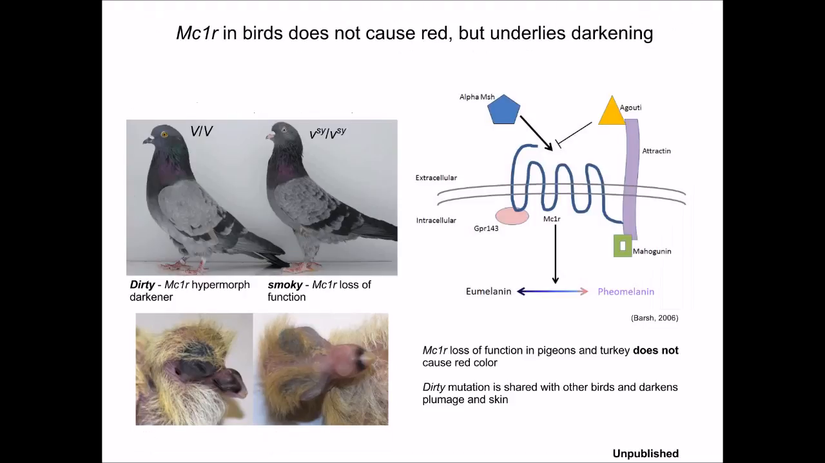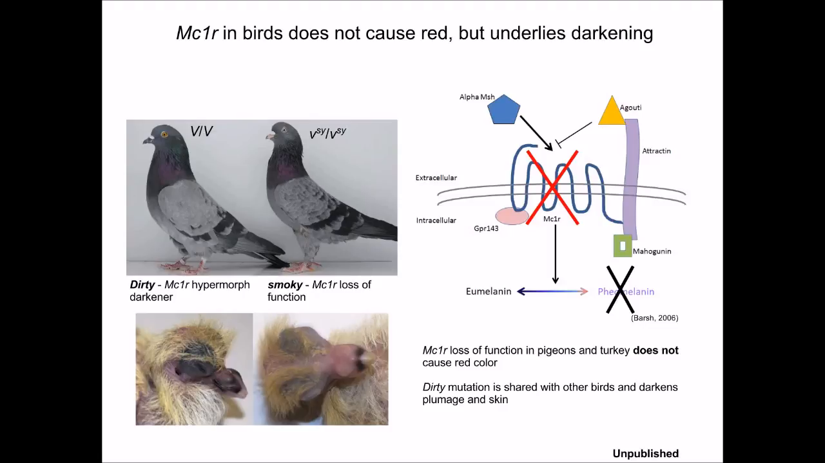What we showed was every offspring that was produced from that cross, images not shown here, was neither dirty nor smoky, and therefore MC1R causes both traits, and therefore methionine 85 causes the dirty phenotype. Not only that, we have also shown that loss of function of MC1R in pigeons does not cause red phenotype.